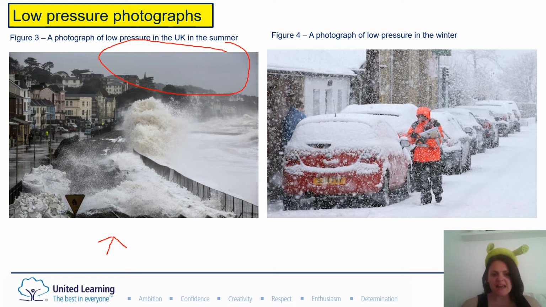It's got to be windy because that's what's making the waves crash up like that. And it could be raining quite heavily as well. So that will link really nicely with that map we just saw. Okay, and that's in the summer.